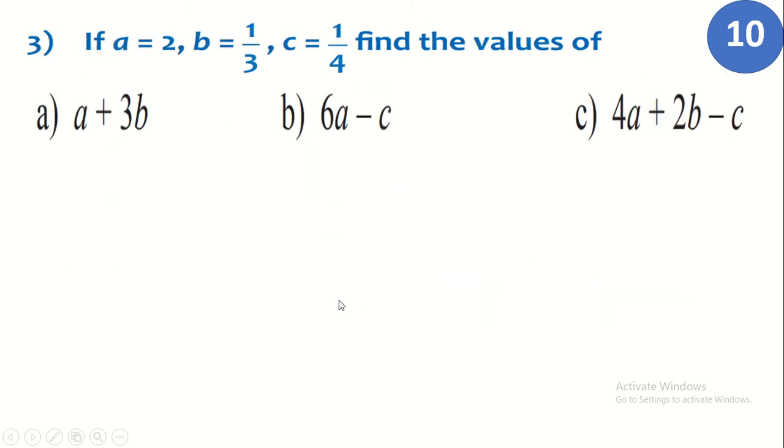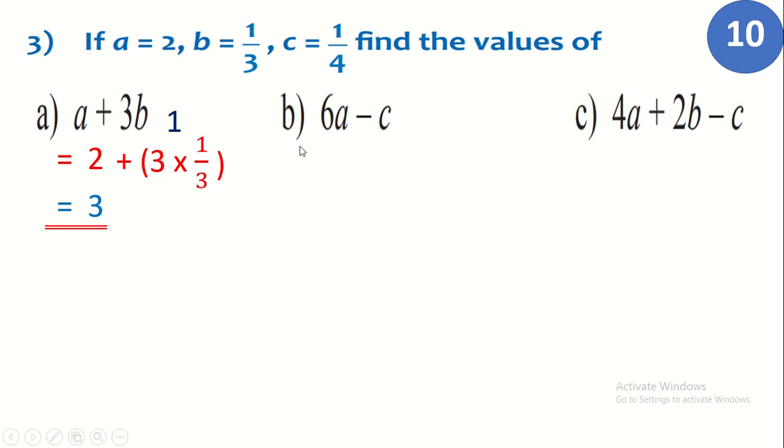Next is number 3. Are you ready? If A is equal to 2, B is equal to 1/3, C is equal to 1/4, find the values of letter A. Letter A is 2 plus 3 times 1/3 for B. This is 1. And then 2 plus 1, the answer is 3. Correct, students?